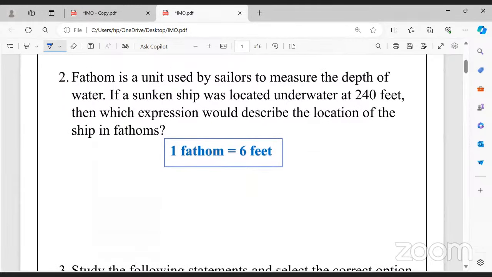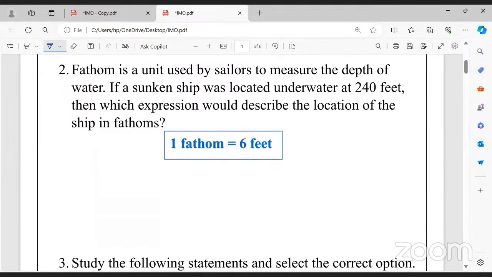Coming to the next question. Fathom is a unit used by sailors to measure the depth of water. If a sunken ship was located under water at 240 feet, then which expression would describe the location of the ship in fathoms? If 1 fathom is equal to 6 feet, then how am I going to solve this? If I say it is 12 fathom, then it is equal to how much? 12 fathom is equal to dash feet.